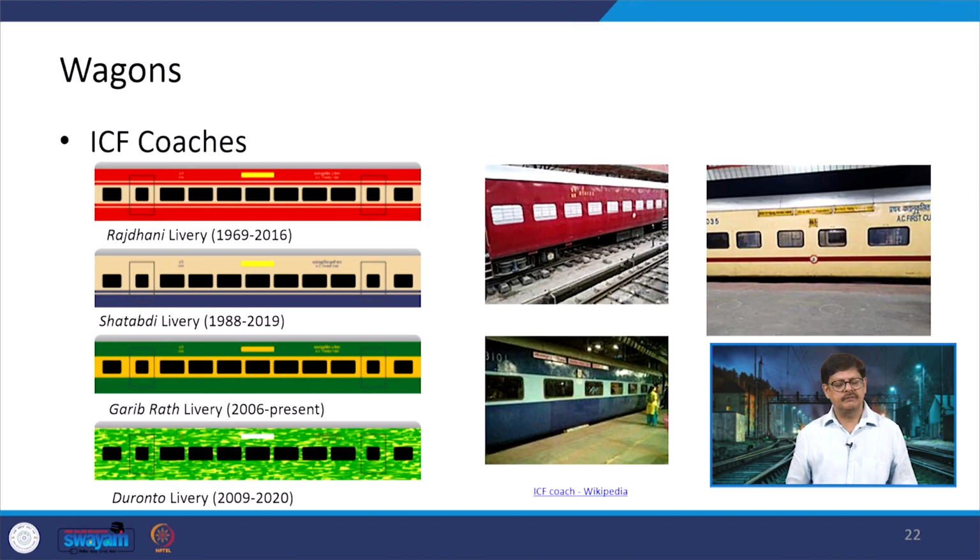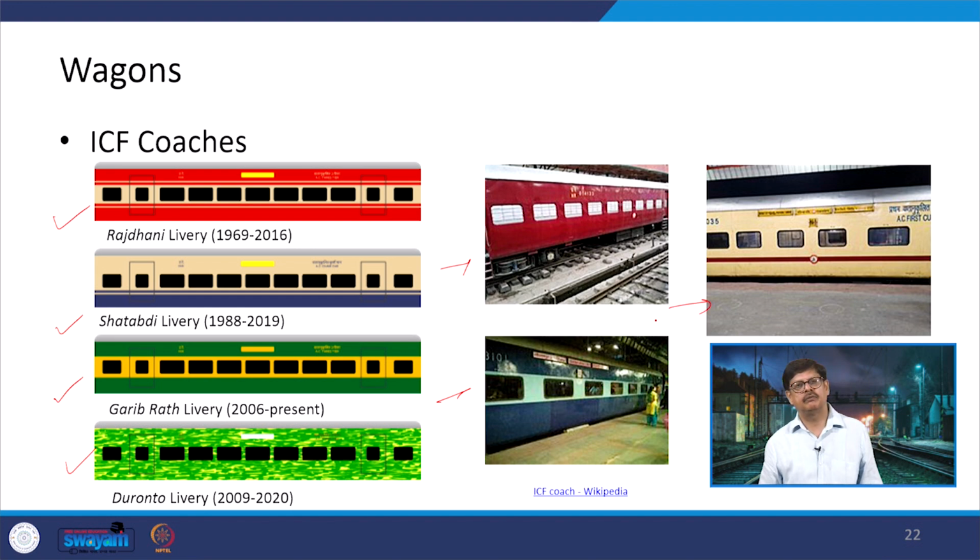Here are some other ICF coaches which have been shown. This is of Rajdhani, which started in 69 but was stopped in 2016. Shatabdi started in 88, then stopped in 2019. Garib Rath, which is going on, started in 2006. Duranto started in 2009, and in 2020 it has again been stopped. So, different photographs have been given here to help you understand the actual coaches at the platform or on the track which you might have seen.